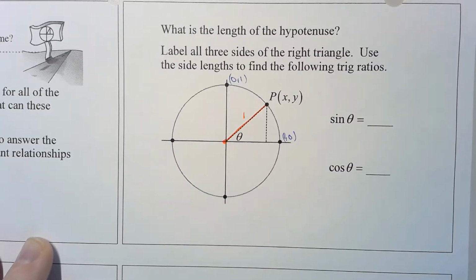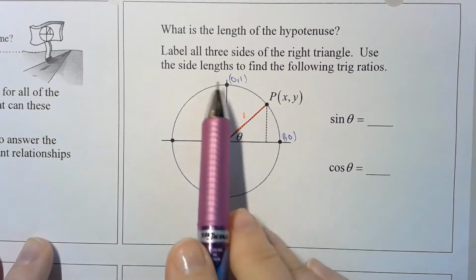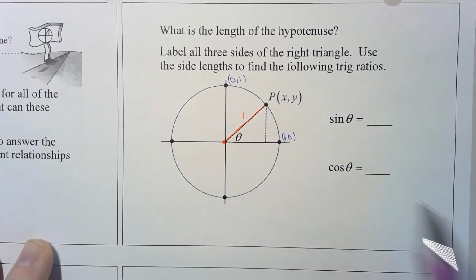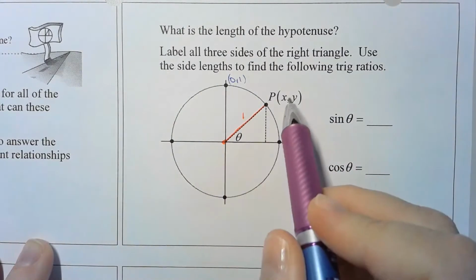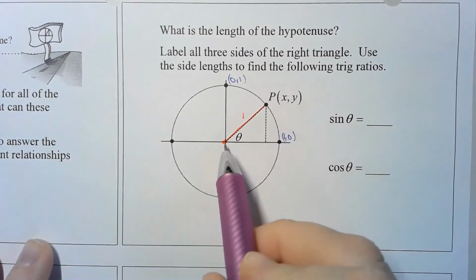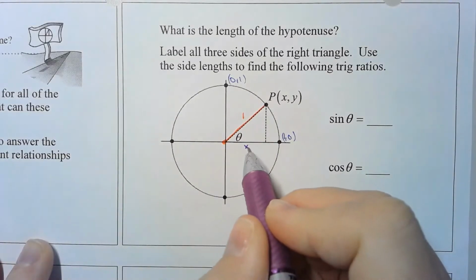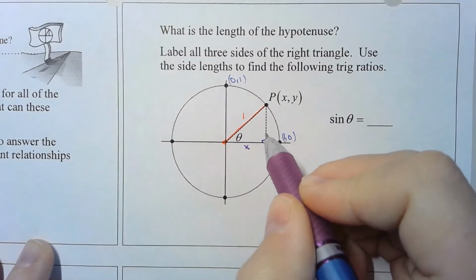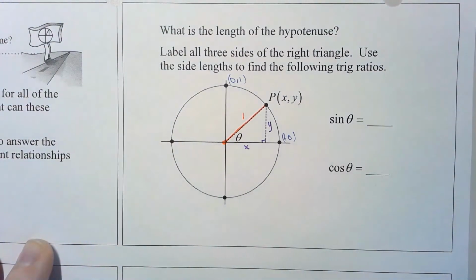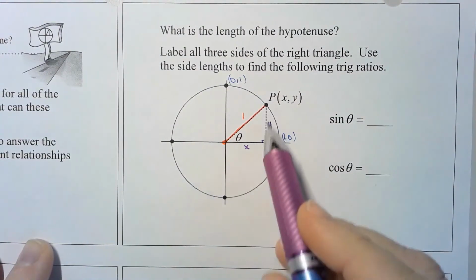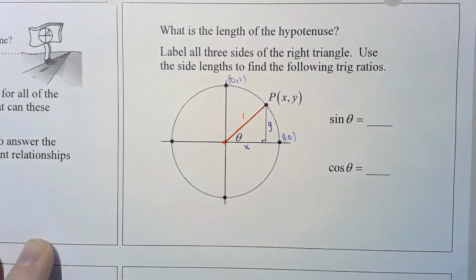All right, so it says label all 3 sides. Well, I've already done 1. Use the side lengths to find these 2 trig ratios. To get up to this point, x comma y, the coordinates tell us to go over x and to go up y. If that was the point 2, 3, we'd go over 2 and up 3. So the coordinates tell us the 2 sides of this triangle.